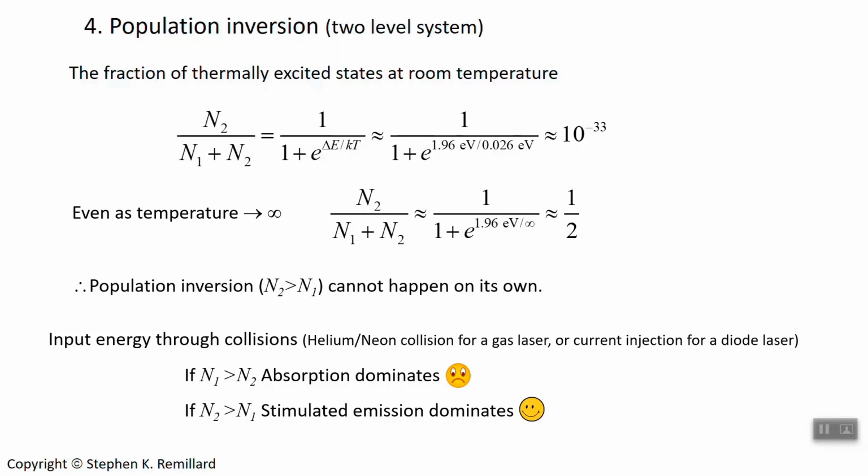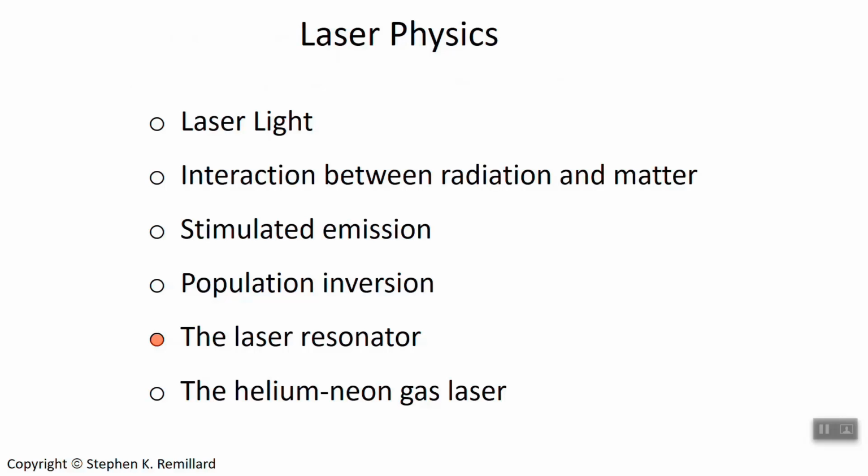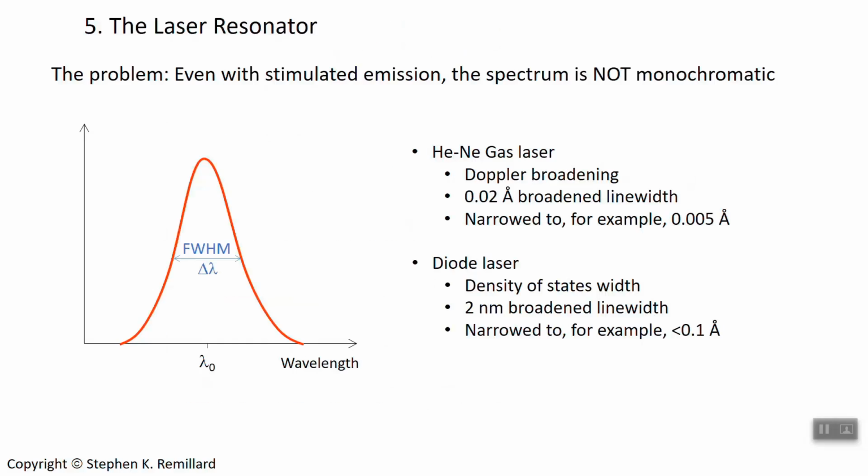And you want to have more N2 than N1, because when that's the case, stimulated emission will dominate the system, as opposed to having more systems in the ground state, in which case you have a lot of resonant absorption going on, and all those photons that get generated by stimulated emission end up being lost by resonant absorption, and you can't get an avalanche. In order to get the avalanche, and in order to shape the spectrum of the beam, we need to place the lasing medium, like the gas or the semiconductor, in a resonator.